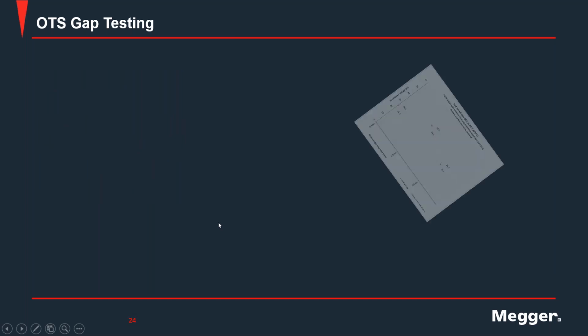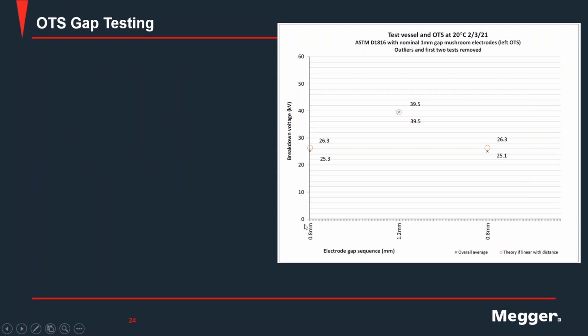So if you look at the next graph, what this is doing is looking at the overall average, which is the X, and the theory calculation if linear with distance. So this proves it: you can see the cross and the circle with the 0.8, with the 1.2, the cross and the circle are in the same position, and with the 0.8 again, nearly in the same position. So from this, we can say that there is a linear relationship between the electrode gap and the actual breakdown voltage.